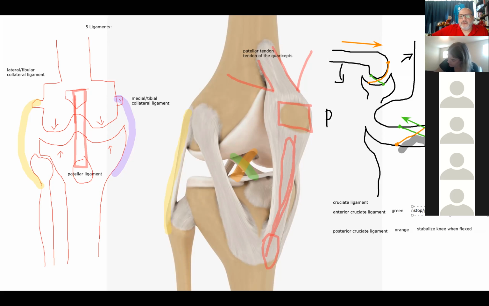All right. Questions on that? Excellent. So those are the 5 ligaments that you're responsible for. 2 inside the knee, 3 outside the knee. Let's take a look at some different views.